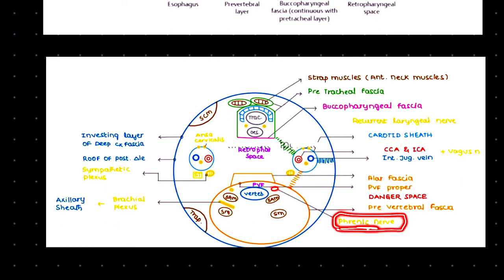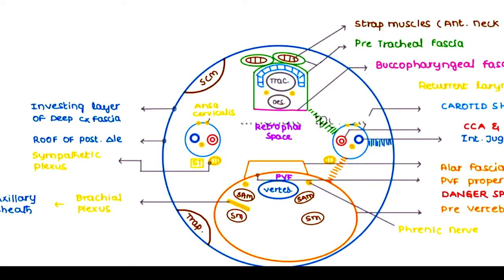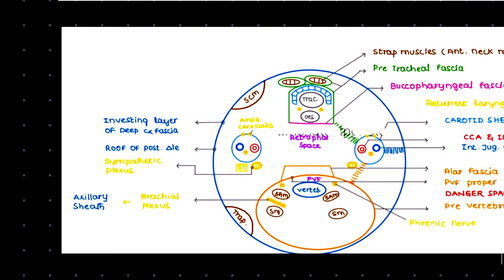Yes, we forgot to mention the phrenic nerve. The phrenic nerve is also present right here. Yes, we mentioned the brachial plexus presenting between the scalenus anterior muscle and the scalenus medius muscle, right? This brachial plexus will just pull the pre-vertebral fascia and it will form the axillary sheath.